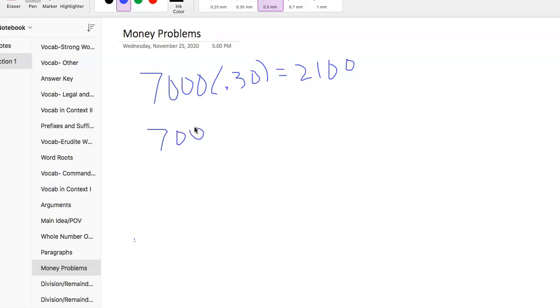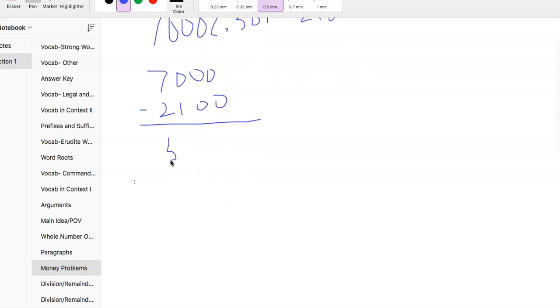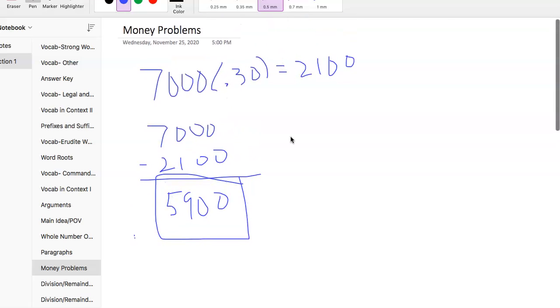But to get the actual answer, I need to go 7,000 minus that 2,100. Okay, and once I've done that math, I come up with an answer of 5,900. That's the new price. Okay, and so that's how you go about doing that. Fairly straightforward. Sorry, not 5,900. What am I doing? 4,900. Sorry. Just forgot how to subtract there, right? 7,000 minus 2,000 is 5,000. Minus 2,100 is 4,900.